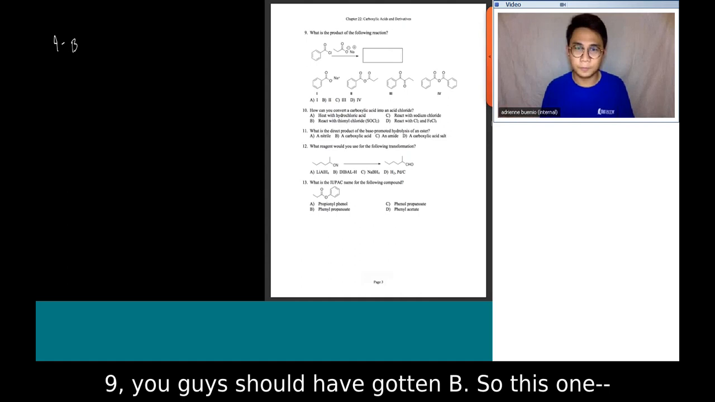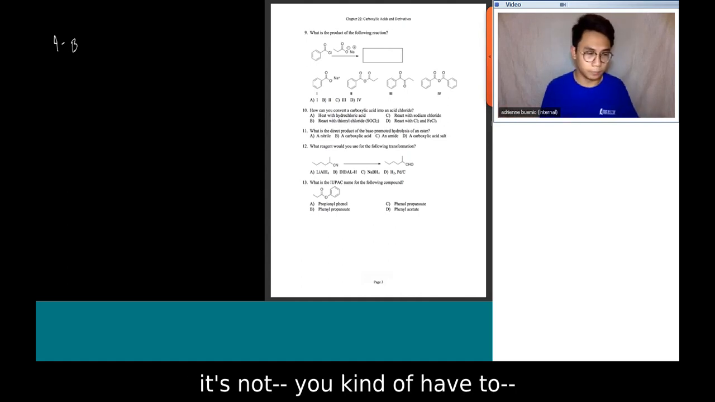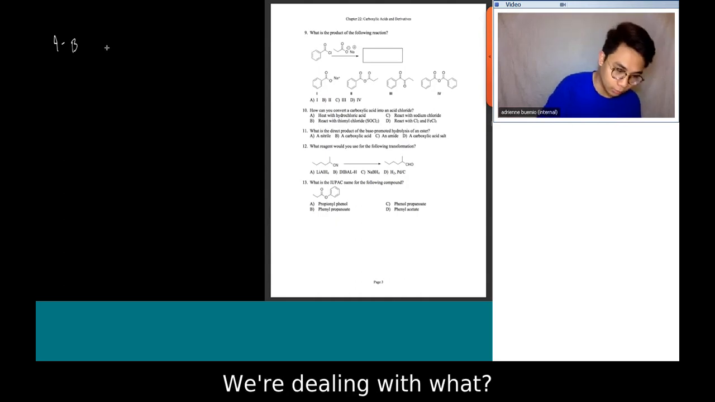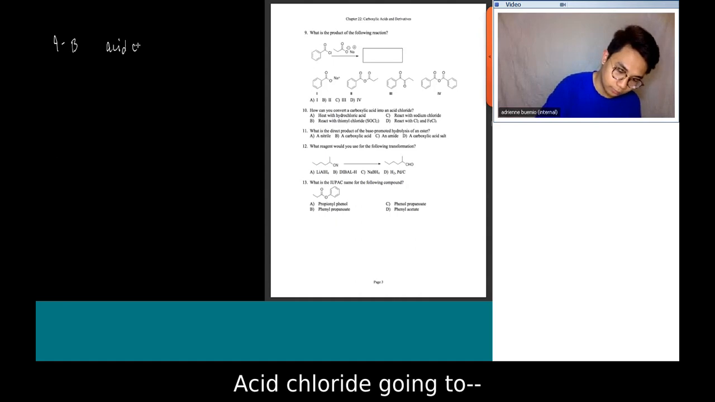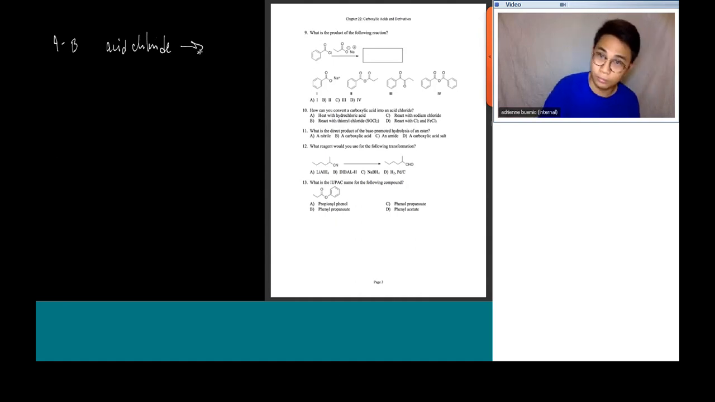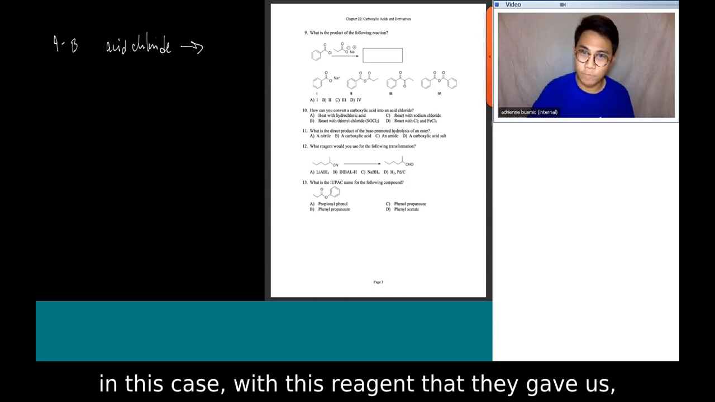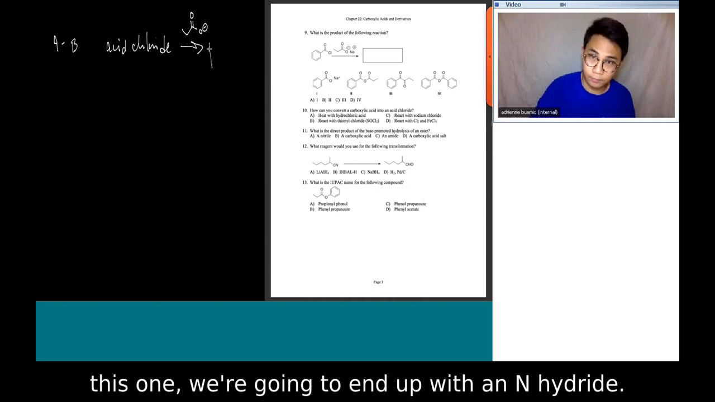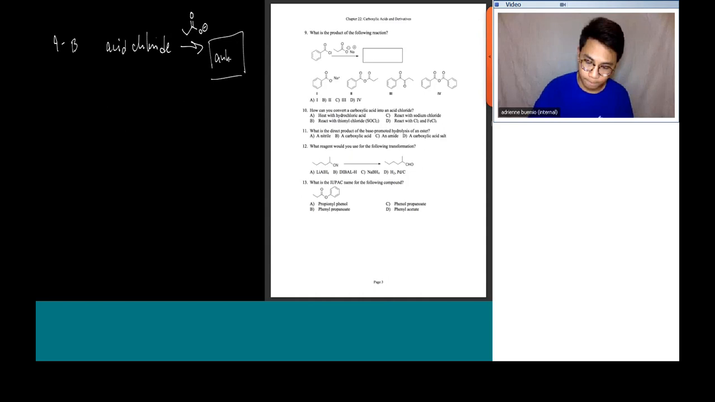So this one, you kind of have to, this is where the blocked topics are for different groups. So what groups are we dealing with? We're dealing with an acid chloride, in this case with this reagent they gave us, this one we're going to end up with an anhydride. So which one of these are anhydrides?